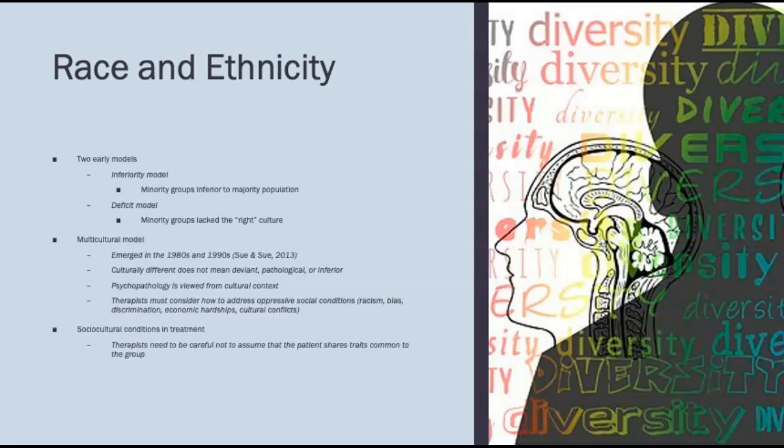There is the multicultural model, which emerged in the 1980s and 1990s, where being culturally different does not mean that somebody is deviant or pathological or inferior. And so moving away from that over pathologizing due to cultural or societal differences. And in terms of sociocultural conditions and treatment, the therapist needs to be very careful not to assume that the patient or client shares traits common to the group. And so it is important to learn about cultural norms and different cultural groups, and at the same time, it's important not to assume that any individual has the same experience of others within that group.